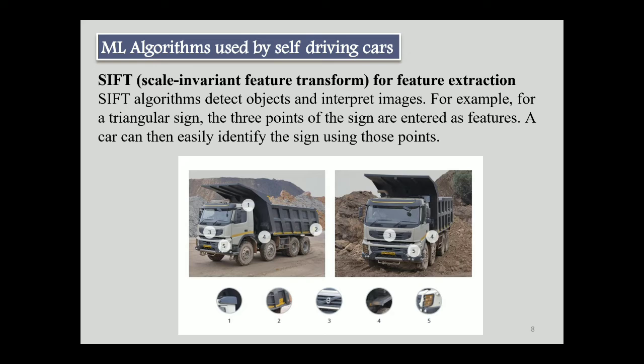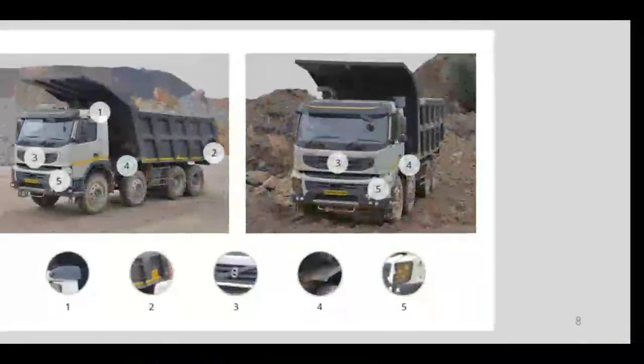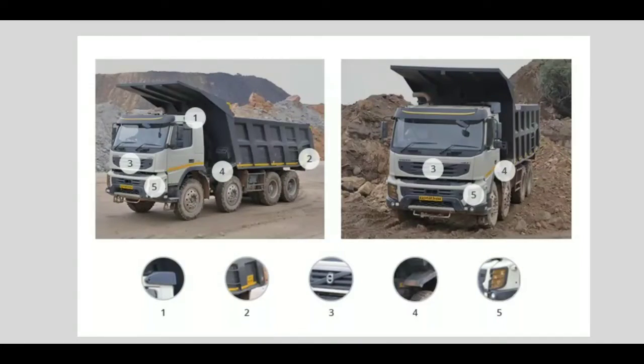You can see, for example, for a triangular sign, the three points of the sign are entered as features. A car can then easily identify the sign using those points. You can see it here.